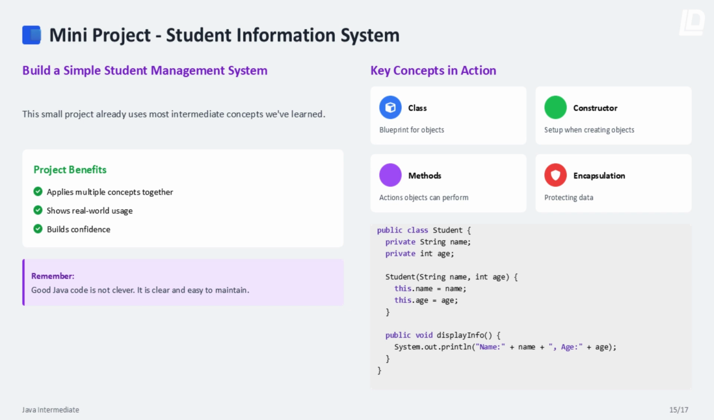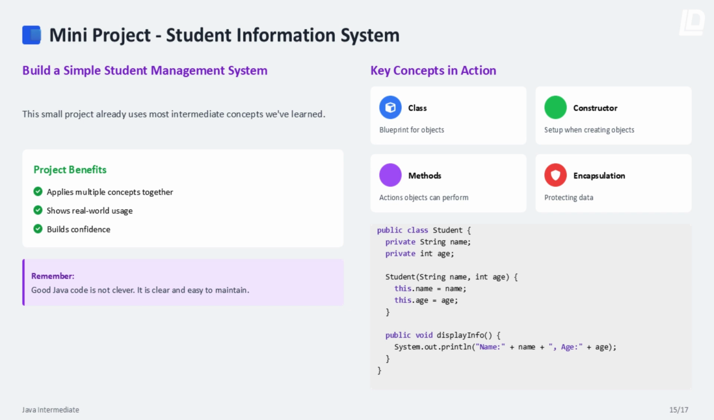Your task is to create a student class. This class will represent a real student. Inside this class, you must declare private variables for the student's name and age. These variables must be private to show that you understand encapsulation and data protection. You should not allow direct access to these values from outside the class.